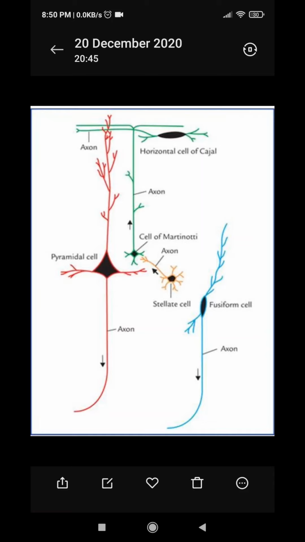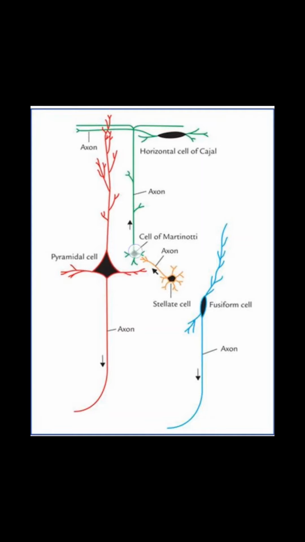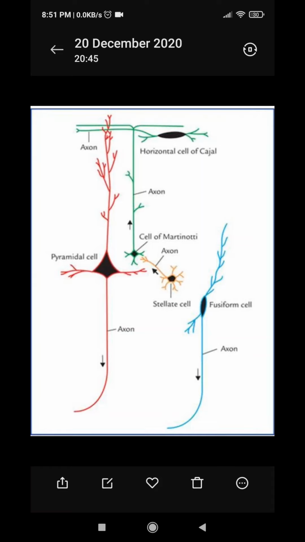Now, the cells of Martinotti are small multipolar neurons found in the deeper layers of the cerebral cortex. Here you can see cells of Martinotti, and these have short dendrites, but the long axon ascends towards the cortical surface to end in a more superficial layer, commonly reaching the outermost layer of the cortex. So these are the fibers of the axons of the cells of Martinotti.